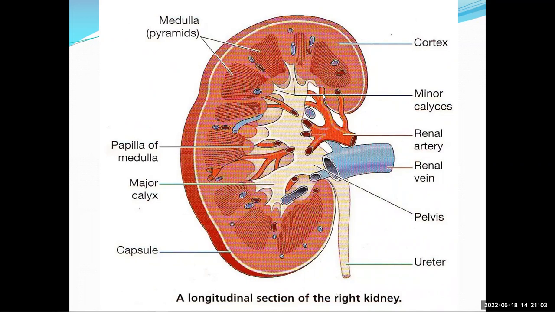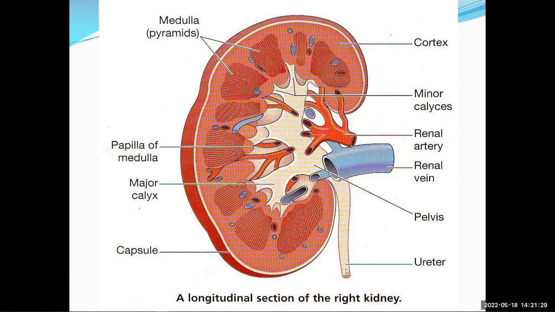So the cortex, note the shape very much like the letter C. Then you have the calyces, singular is calyx. You have the minor, which is the smaller one, and then the major calyx, which is the larger of the two. These empty, of course, into the pelvis region. And all of the drainings from these regions, i.e. the urine, come down through the ureter.